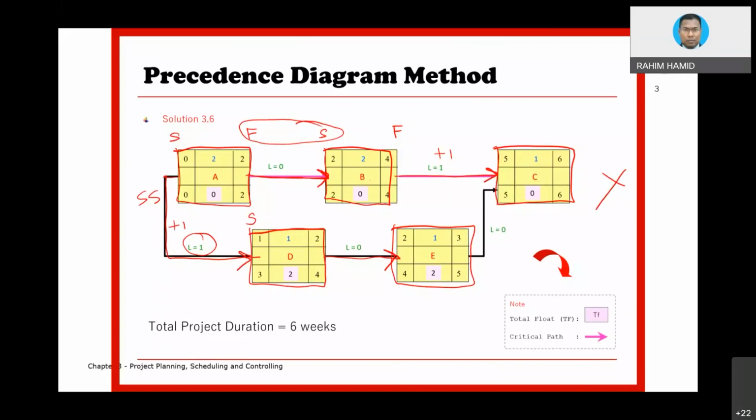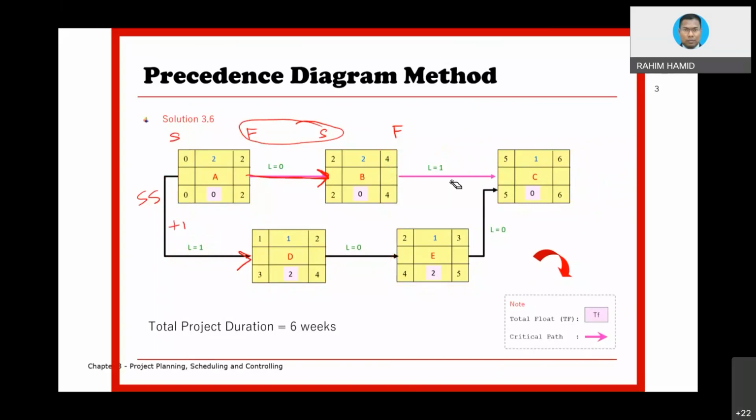Now we are going to go into what we call calculation. And you can see how type of relationship and so on will affect the calculation. It's not that difficult, very simple. Okay, again, we start with 0. Within the box, 0 plus 2 equivalent to 2. Then 2 will be transferred here because it is finish to start. 2 plus 2 equivalent to 4. Then for D, because the relationship is not finish to start, you cannot transfer this value.